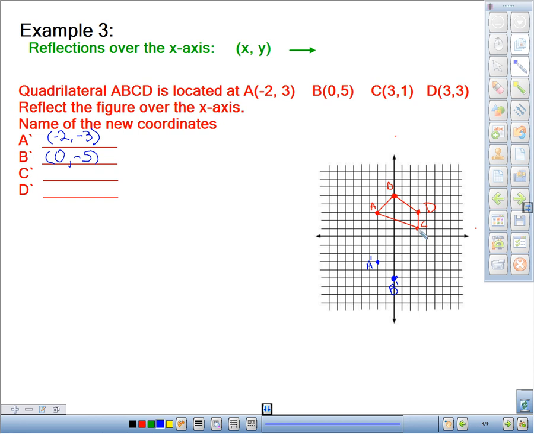All right, let's look at C. C is really close, only 1 unit away. So C prime is only going to be just down 1 unit. Okay, so this is at 3, -1. And then let's look at D. D is about the same distance A was, 3 units out, so let's count. 1, 2, 3 units out. There's D prime. So this is at 3, -3. Let's connect the dots.